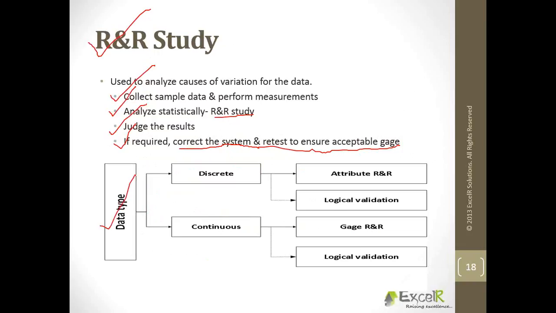We primarily have two types of data types. One is discrete and one is continuous. If you have discrete data, you do attribute RNR, the thing that we have done in green belt. If attribute RNR is not possible, then do a logical validation. If the data is continuous, go with gauge RNR, which we'll be doing now, or a logical validation. Logical validation means nothing but I just look at the device and then I make a statement. I do not do any calculations. If calculations are not possible, only then I go with logical validation.